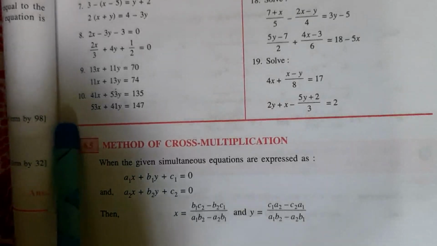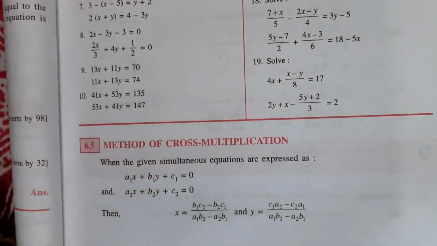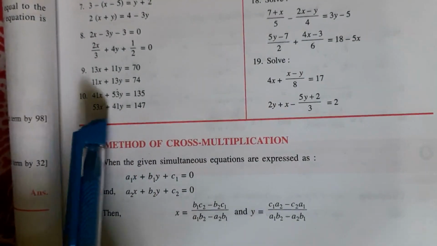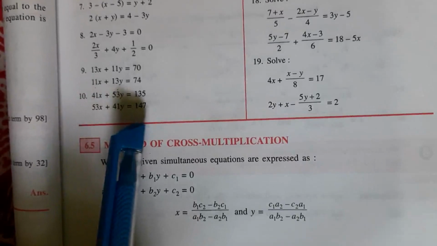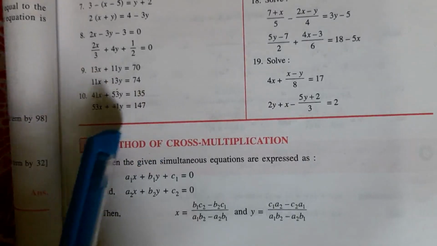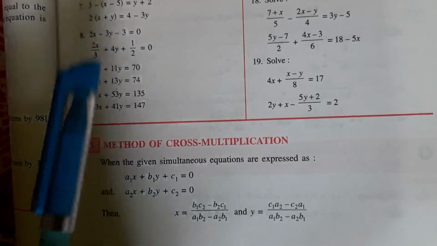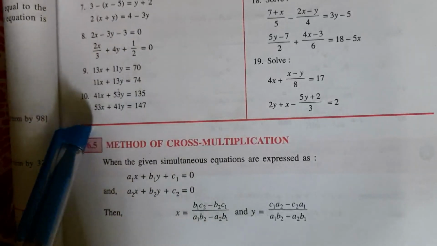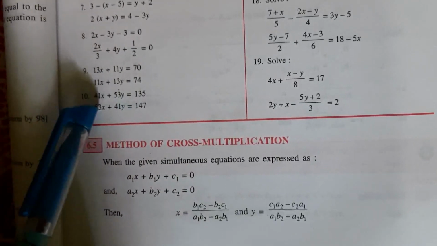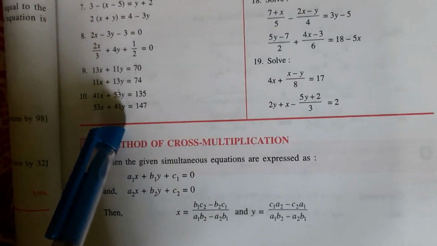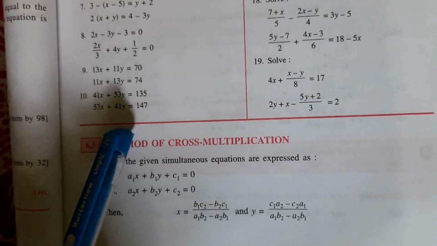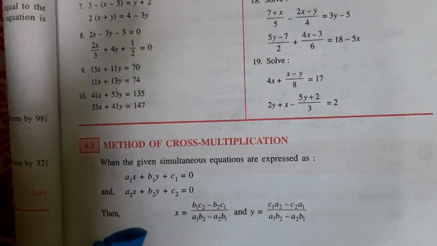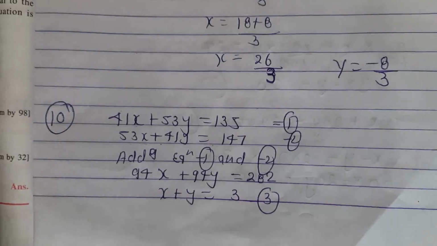Next we will do question 10. Okay, so 14x plus 53y is equal to 135, and 53x plus 41y is equal to 147. You can clearly see in the first equation, the coefficient of y is 53, and the coefficient of x is, in the second equation, the coefficient of y, 41. So what we'll do in this type of question, first we will add equation 1 and 2.